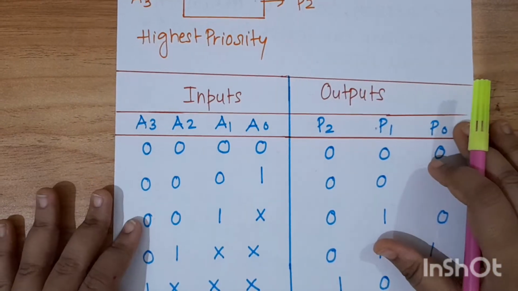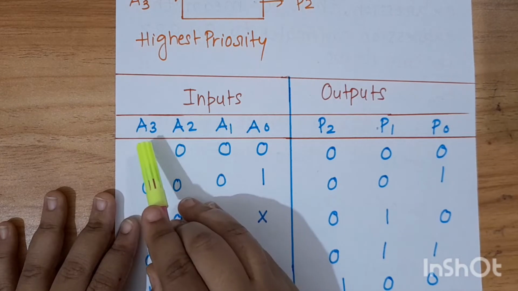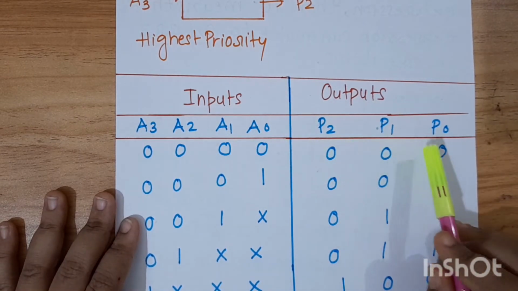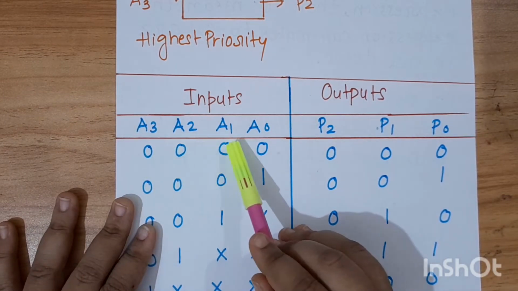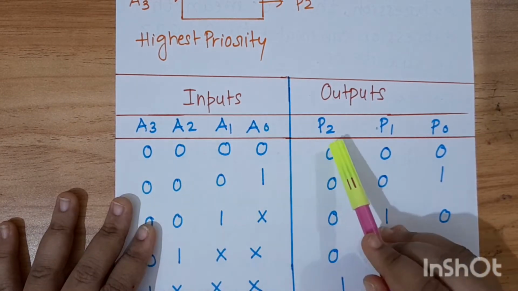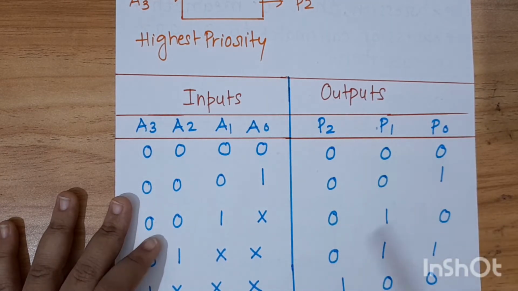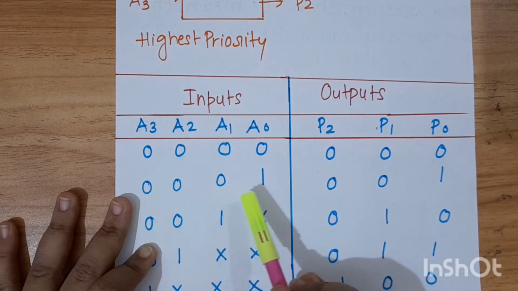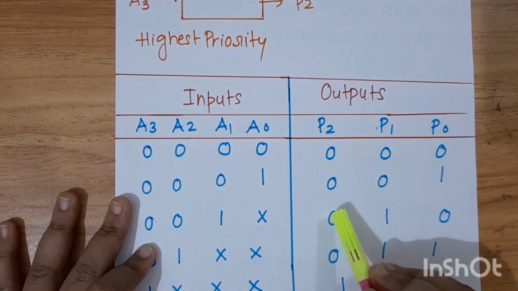So I am writing a truth table for this priority encoder. Inputs are A3, A2, A1, A0. Outputs are P2, P1, P0. Please note, when A3, A2, A1, A0 are all zeros, P2, P1, P0 are also all 0. Now when the input is 0001, at that time P2, P1, P0 is 001.